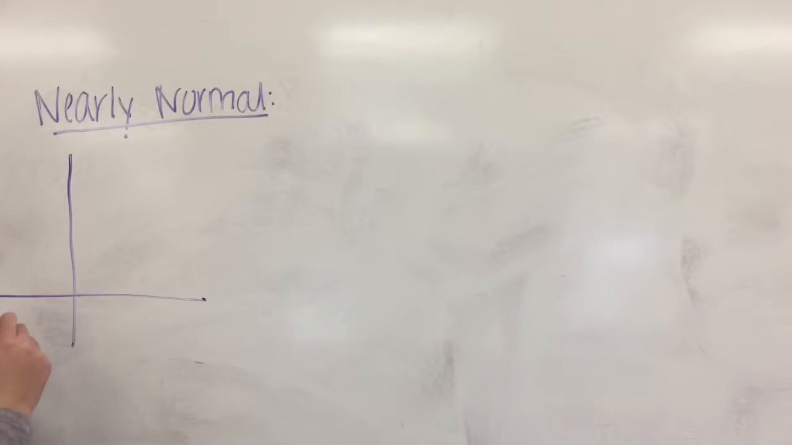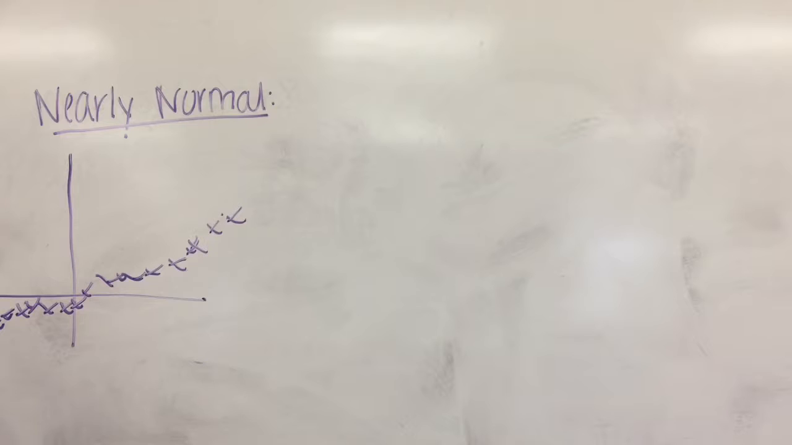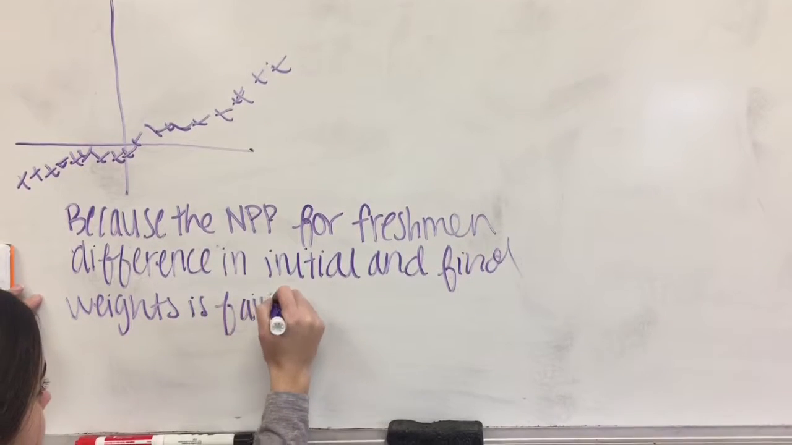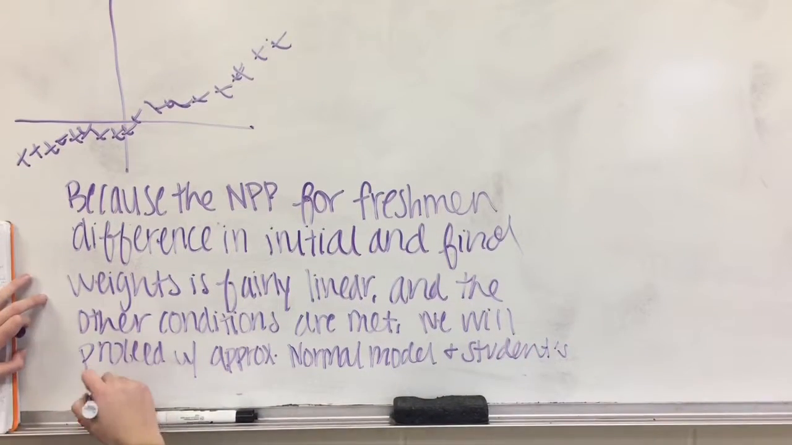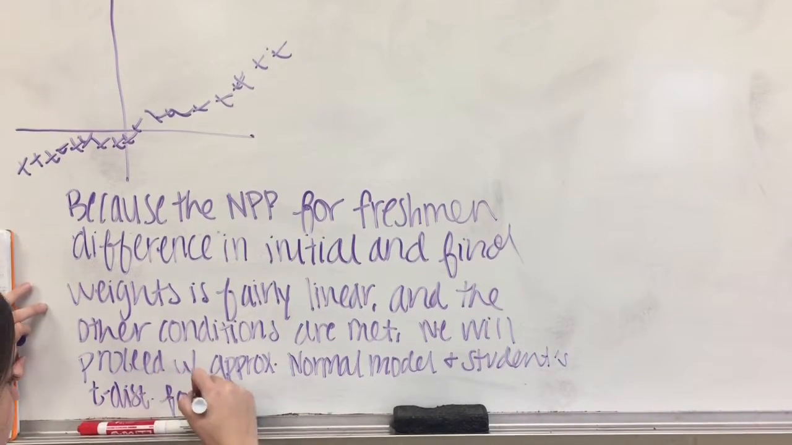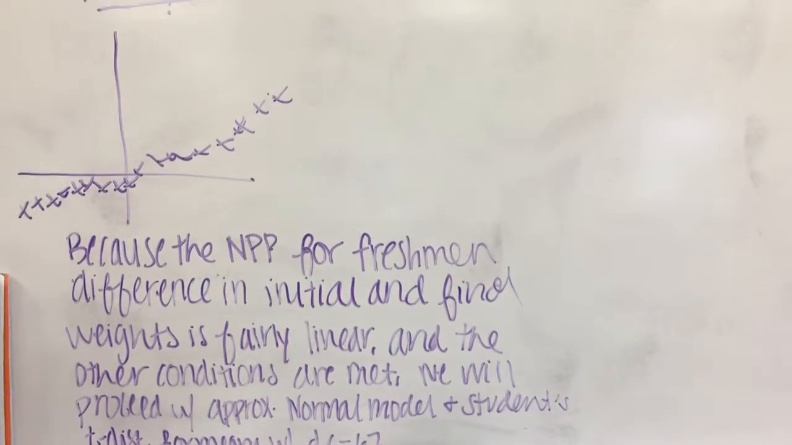So now that the normal probability plot is in the calculator, you want to sketch the graph, and because the normal probability plot for the difference between initial and final weight is fairly linear and all other conditions are met, we will proceed with an approximately normal model and a student's paired t-interval with the degrees of freedom of 67.